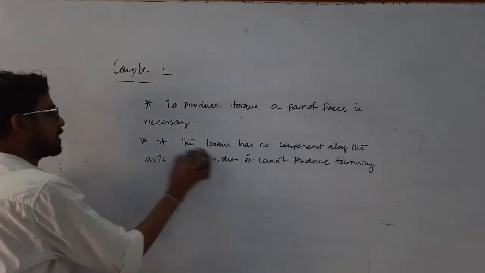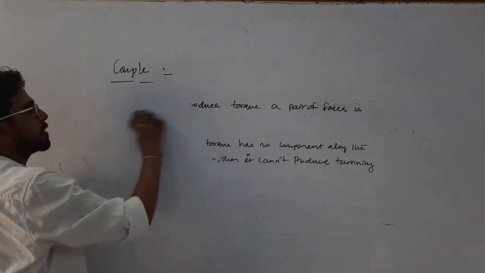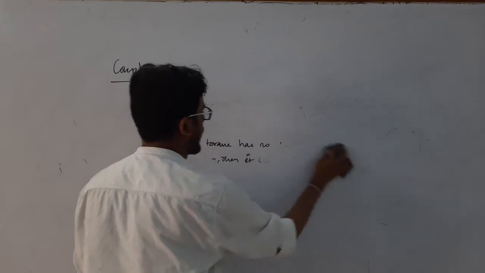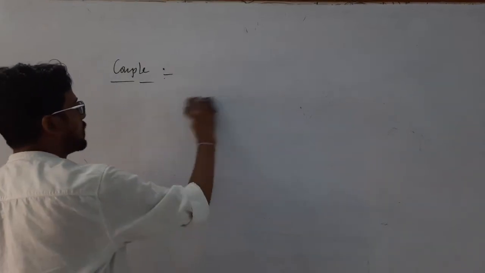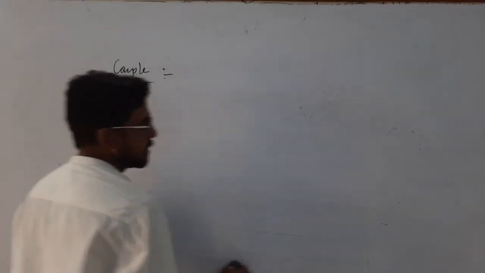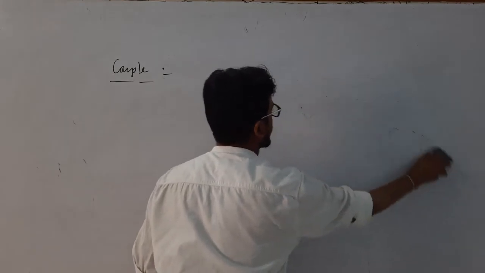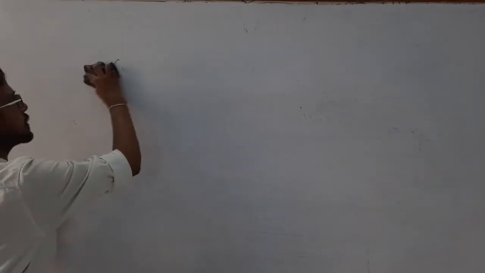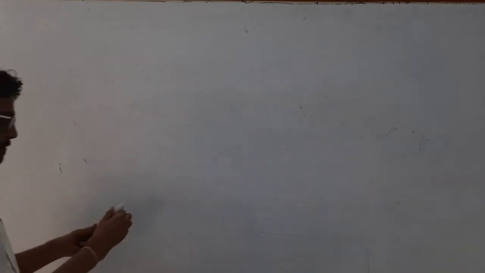which is the same as what? Force in case of linear motion. And for a rigid body, the torque can be defined as I alpha, where I is the moment of inertia of the body and alpha is what? The angular acceleration of the body. Okay. So next we have to find out what is angular momentum.